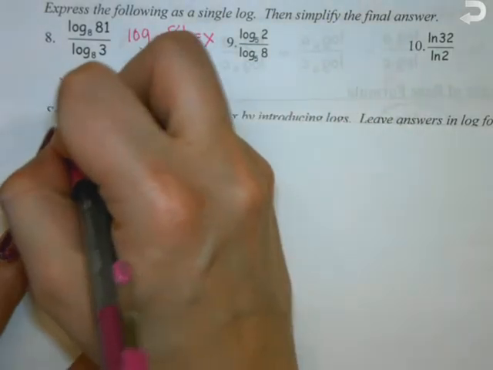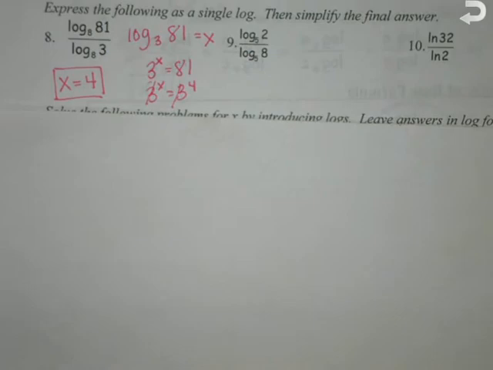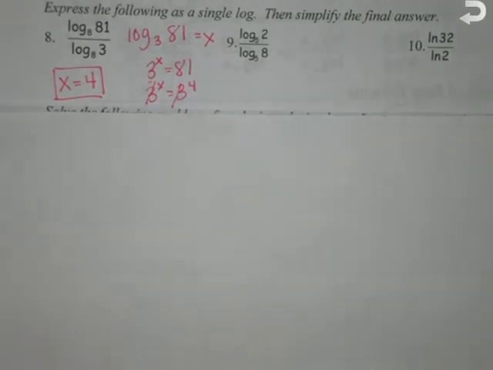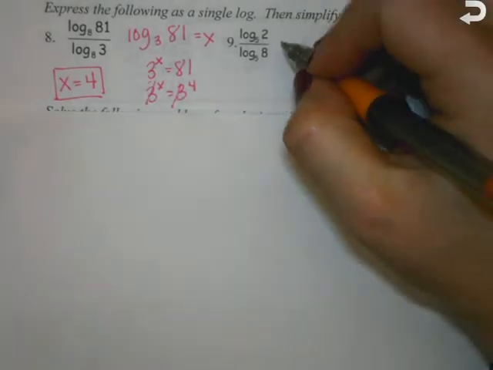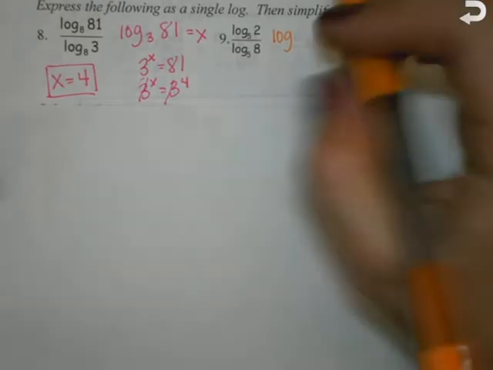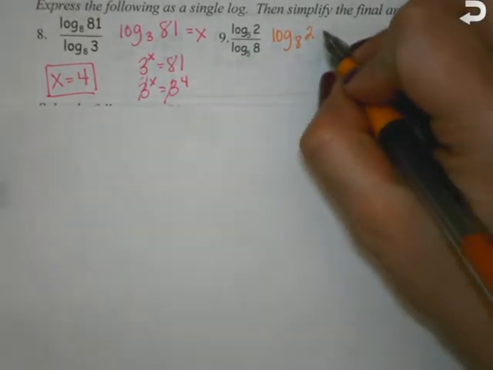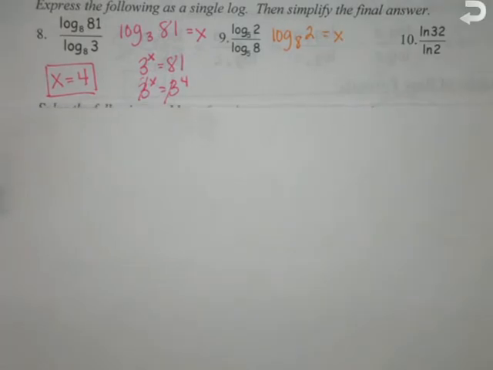Okay? Do that for 9 and 10 for me, really quick. All right, guys, number 9, how would you rewrite log base 5 of 2 over log base 5 of 8? Log base 8 of 2. So to solve, we set the whole thing equal to x. So that's going to be 8 to the x equals 2.